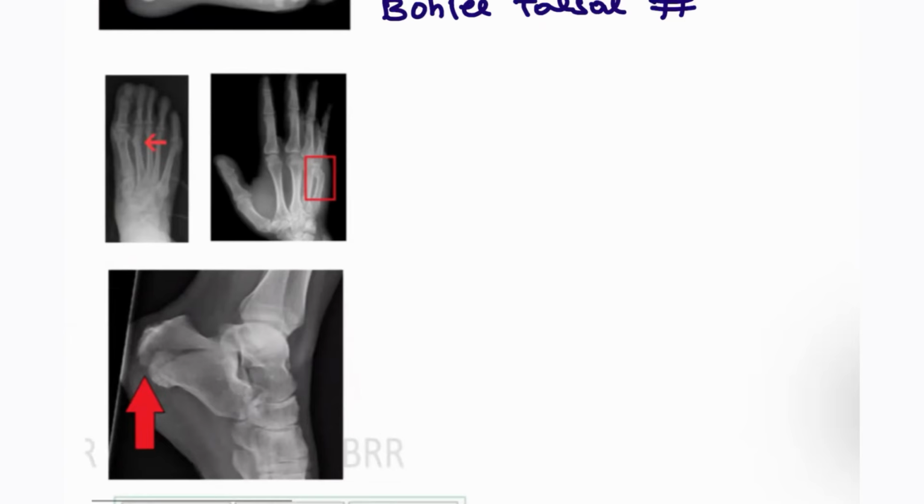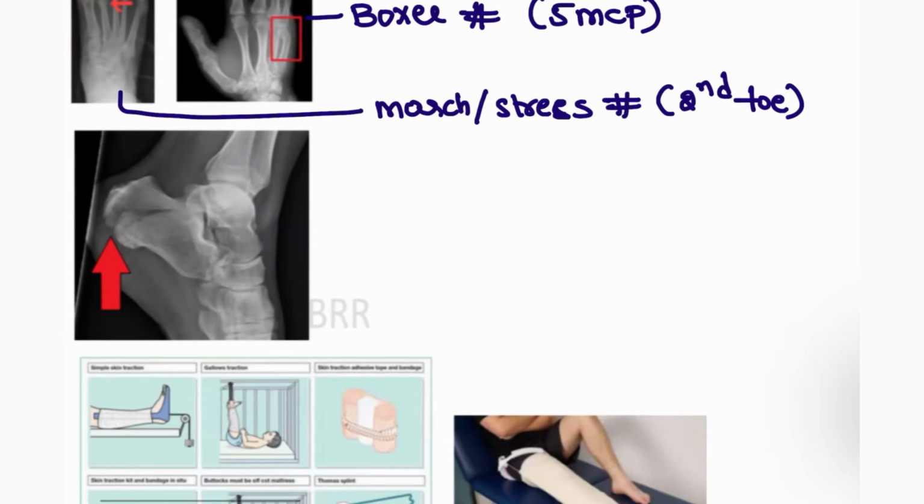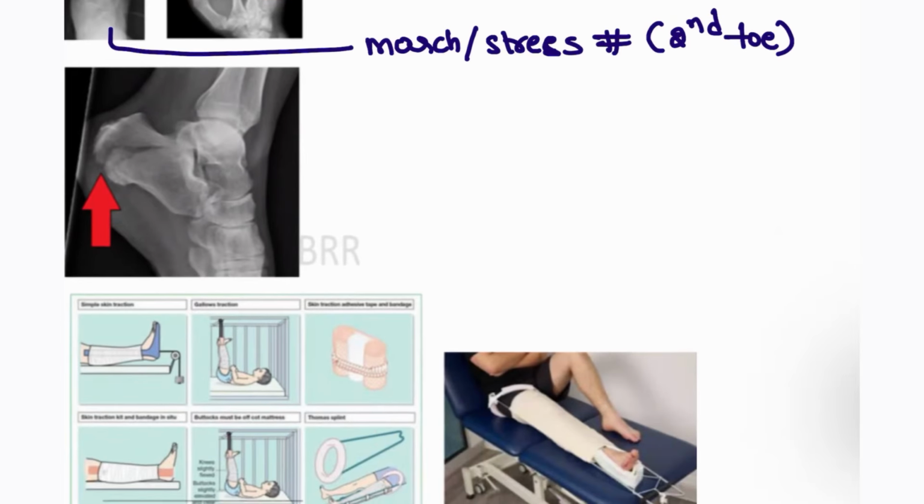Next, this is known as a boxer fracture. The boxer fracture involves the fifth metacarpophalangeal joint. Next, this condition is known as a March fracture or stress fracture. The March or stress fracture is due to involvement of the second toe metatarsophalangeal joint. Next, this is known as a Love fracture, also known as a calcaneal fracture.